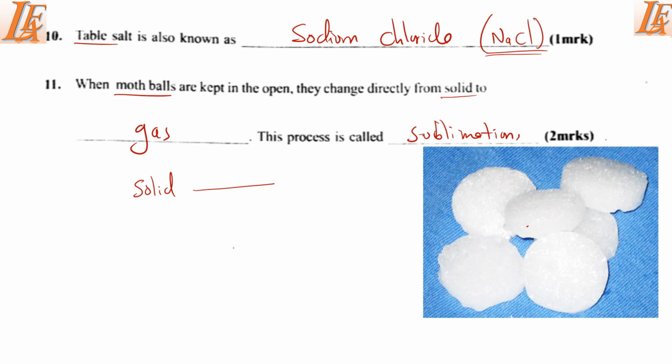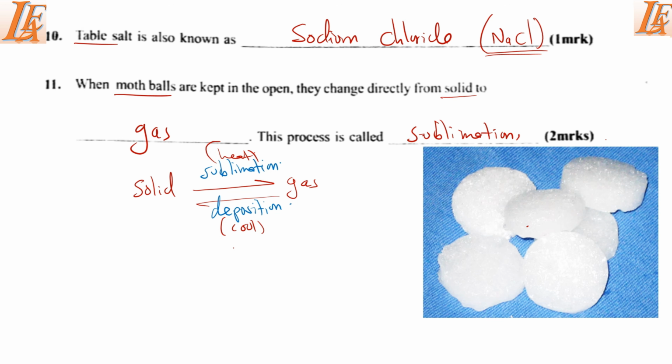Solid changing in a forward process to a gas, and then in a backward process changing back to solid. The process where a solid changes to gas, we call it sublimation. And where a gas changes back to solid, we call it deposition. Deposition occurs when you cool, and sublimation occurs when you heat.